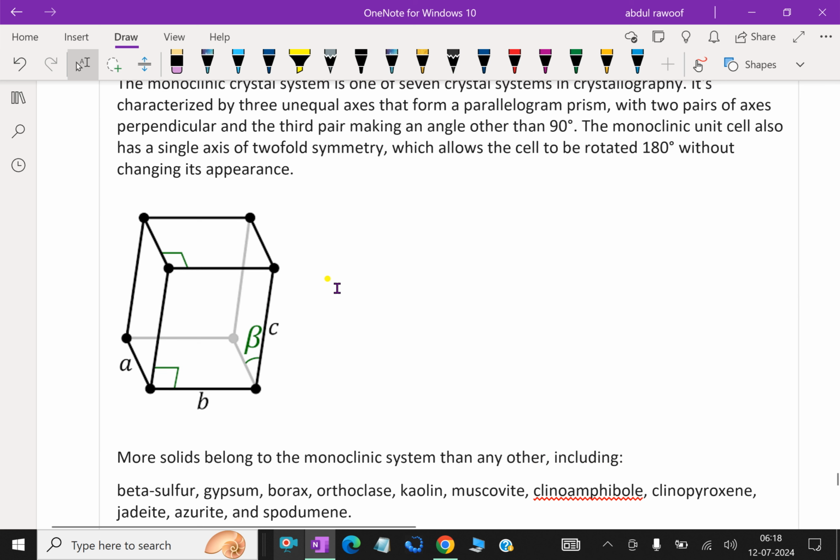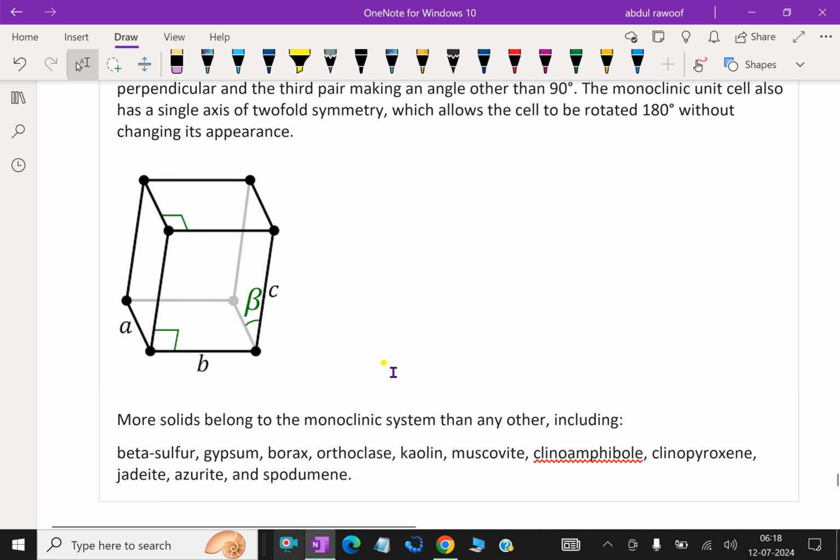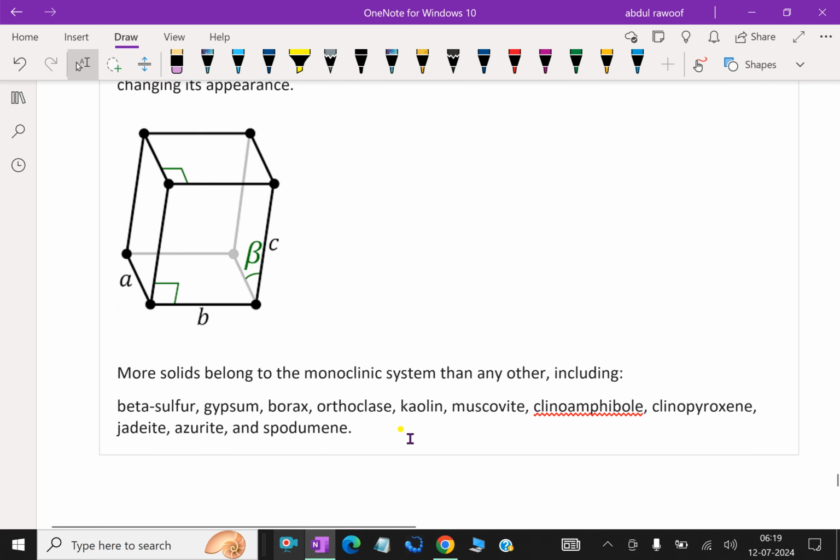More solids belong to the monoclinic system than any other, including beta sulfur, gypsum, borax, orthoclase, kaolin, muscovite, clinoamphibole, clinopyroxene, and jadeite, azurite, and spodumene.